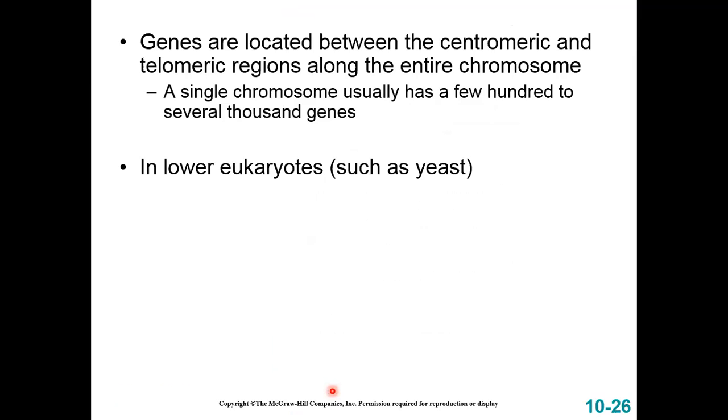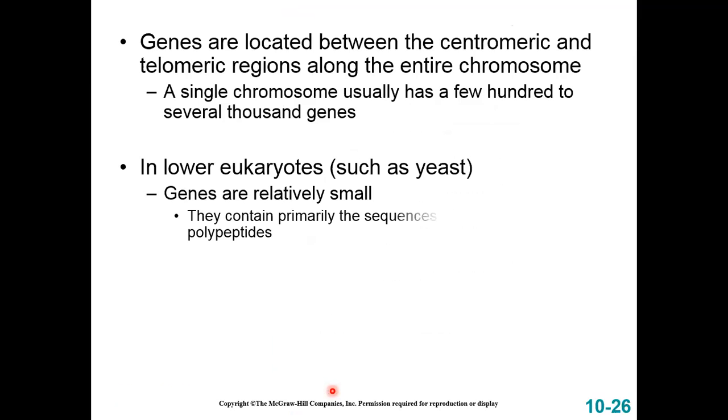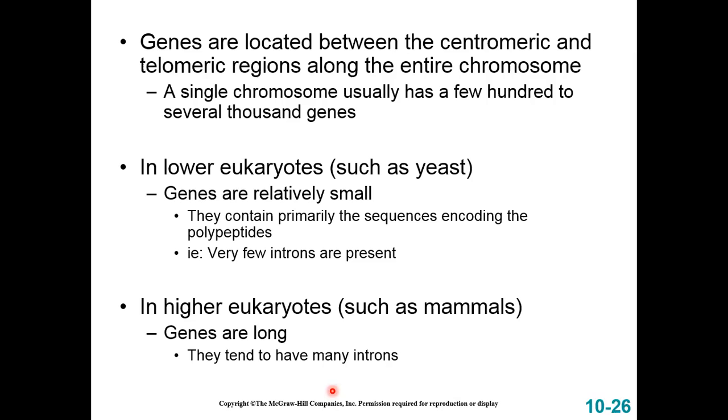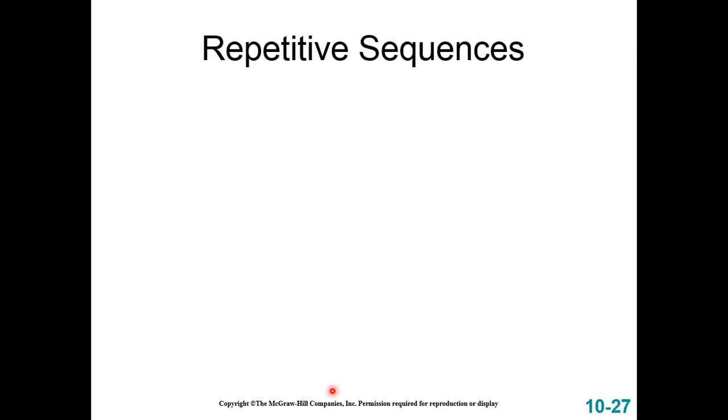In lower eukaryotes, the genes are relatively small. They contain primarily the sequences encoding the polypeptides. Very few introns are present in the lower eukaryotes, but in the higher eukaryotes, mostly the genes are long and they tend to have many introns, spread in the chromosome.